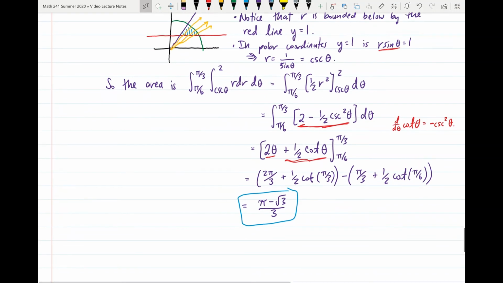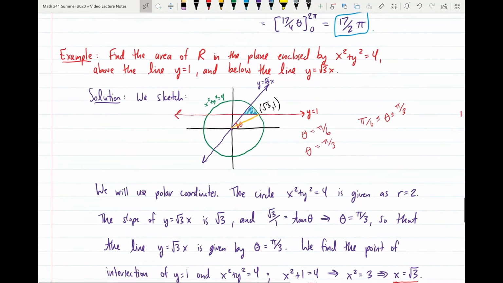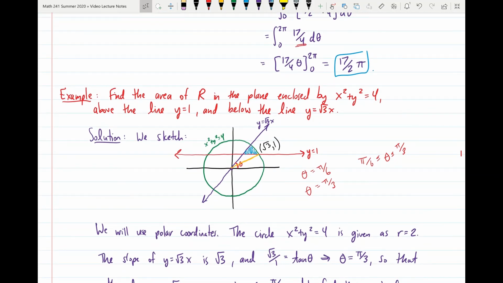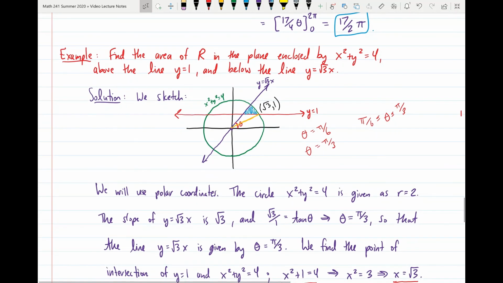Okay, so that's how we found the area of this region that was given to us using polar coordinates. I didn't check what the process would be like if we didn't use polar coordinates, but I'm assuming it would be significantly more difficult. So hopefully this shows the power of polar coordinates, the benefits of using polar coordinates at times.